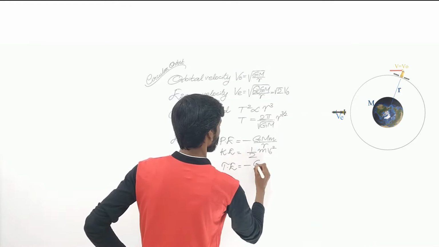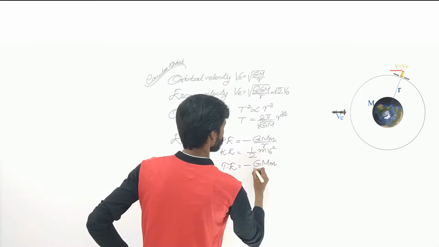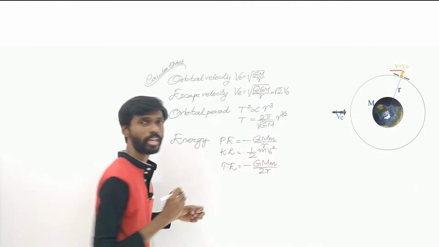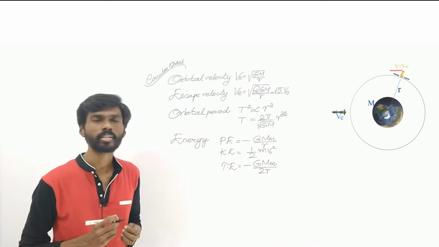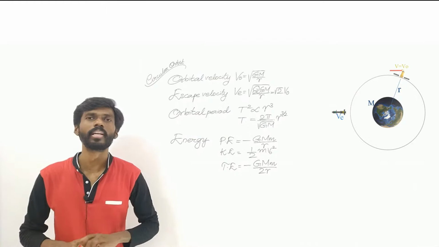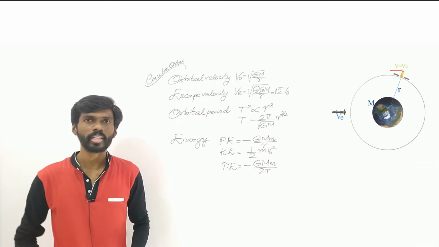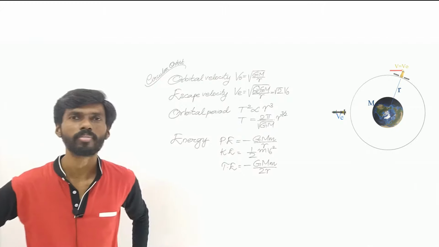So that has the formula minus GMm divided by 2r. So this is the total energy. All these values are constants for a circular orbit. So these are some important points related to the circular orbit that we can refer to later when we want to solve questions of this topic too.